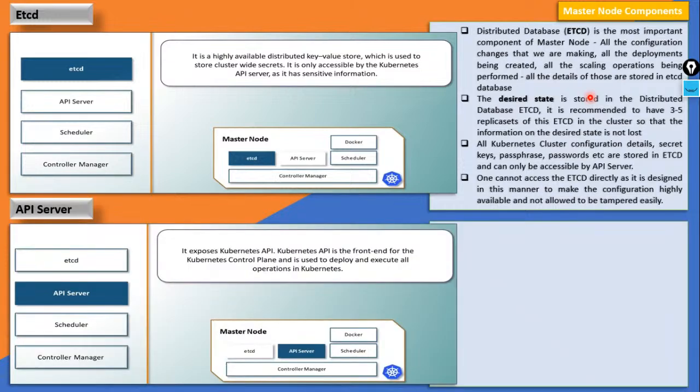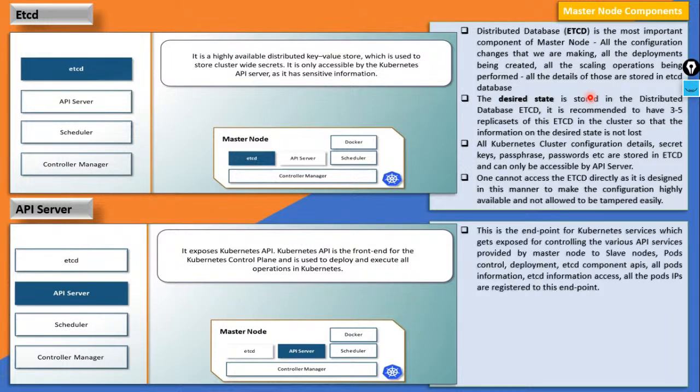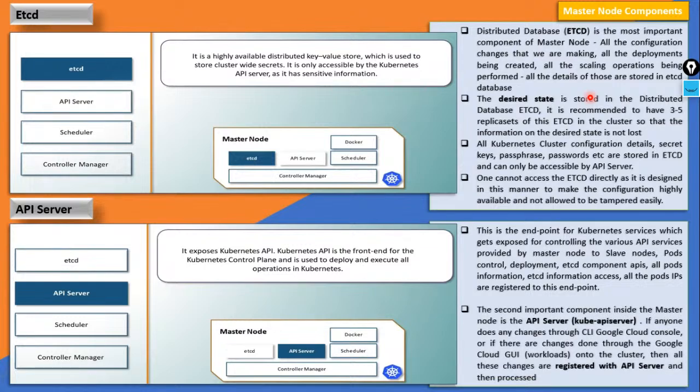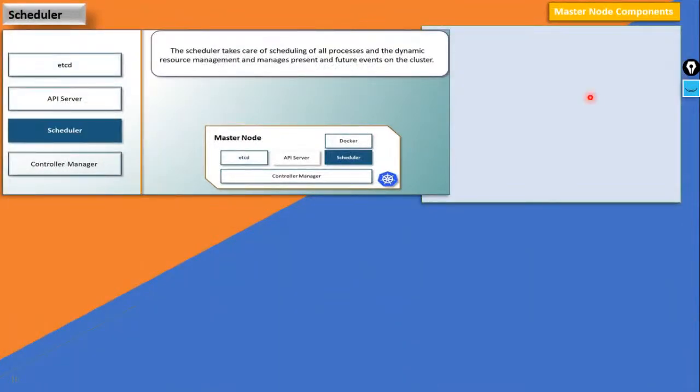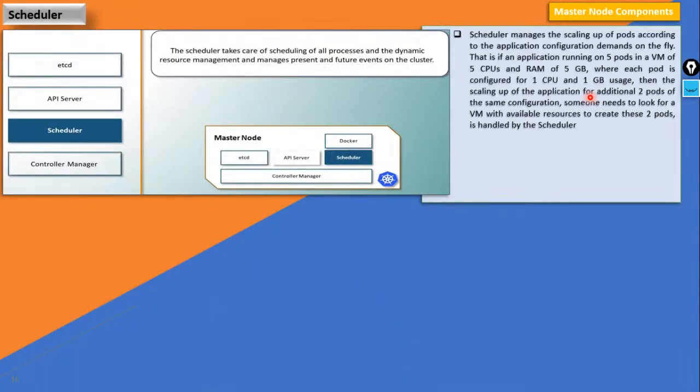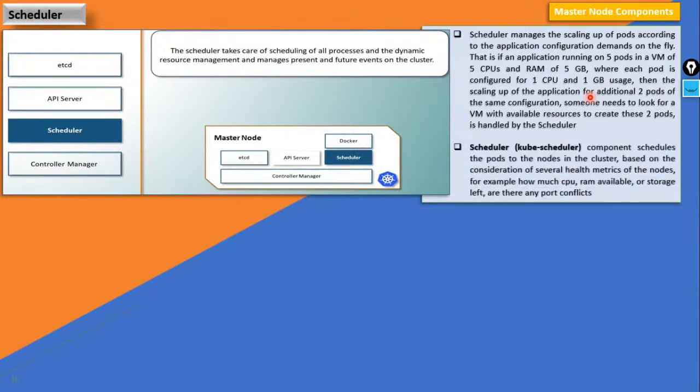Then there is the API server. As I told you, that is the heart. Without the API server, you cannot be communicating or processing your request onto the Kubernetes cluster. Similarly, there is the scheduler. The scheduler will schedule the pods on the nodes. That is why it is called the scheduler.